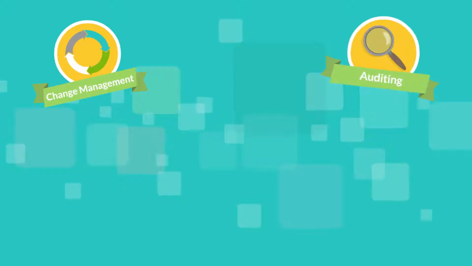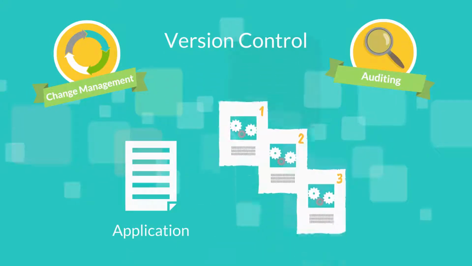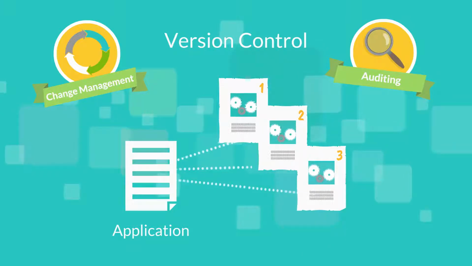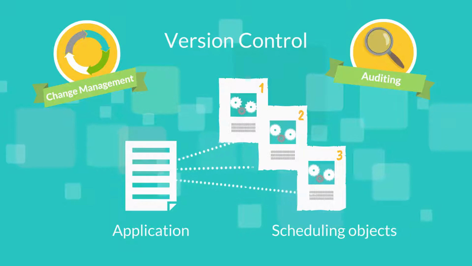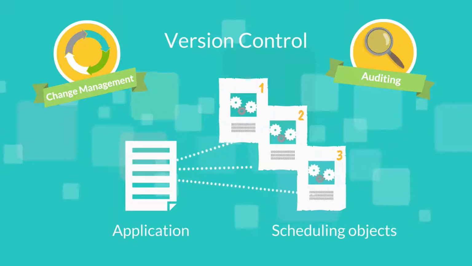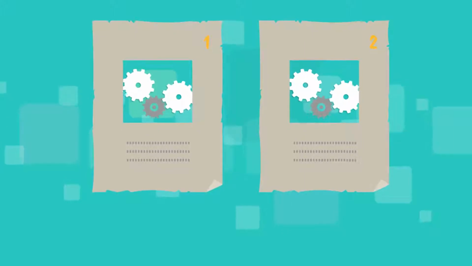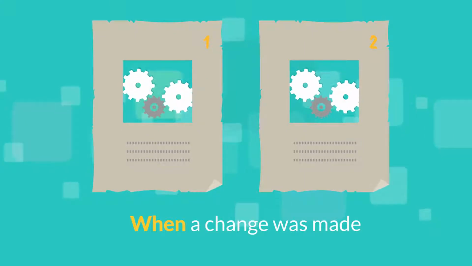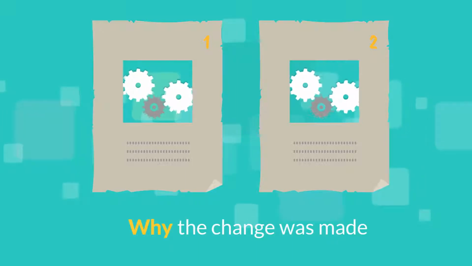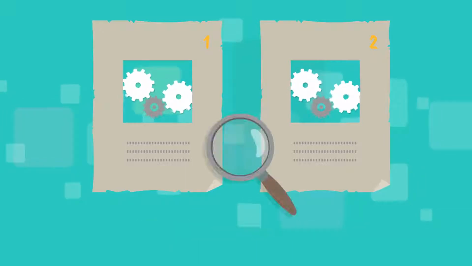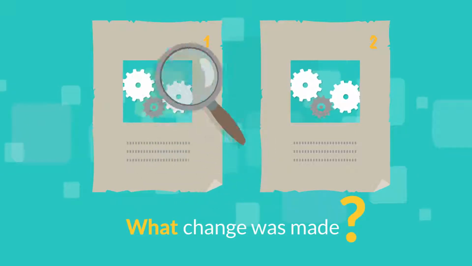However, to meet change management and auditing requirements, version control can also be applied to the scheduling objects, like jobs and job streams, that are associated to a certain application. Some job scheduling products can track changes to scheduling objects and can tell you when a change was made, but cannot tell you who made the change, and why the change was made. Also, finding out what exactly changed often requires manual effort.